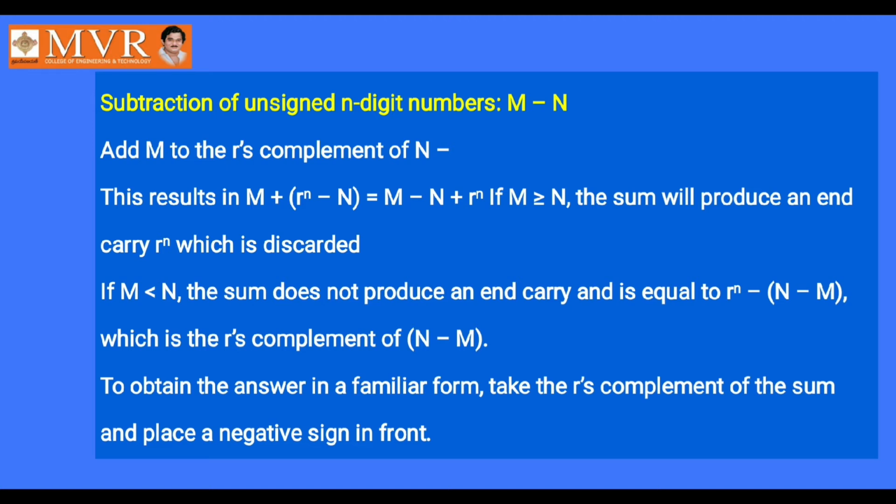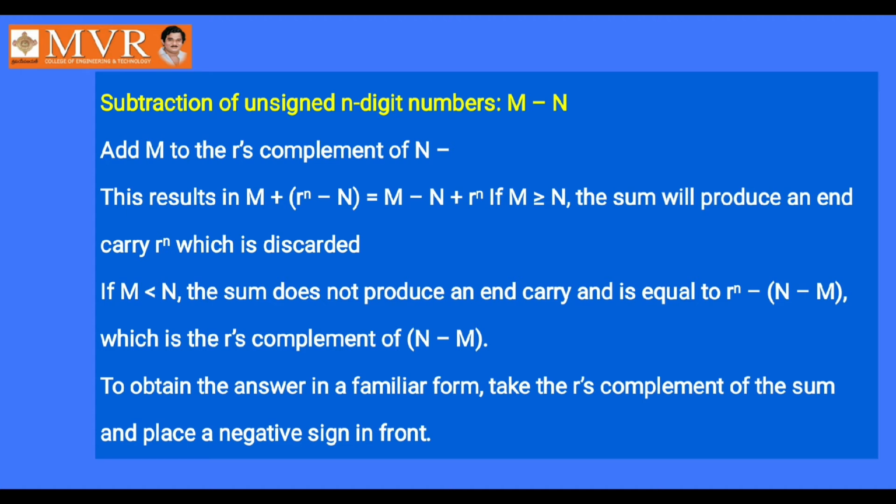How do you calculate the R's complement of N? By using the formula R power n minus N. That is the R's complement of N. So whatever you get from R power n minus N, you add that to M. That result is nothing but M minus N plus R power n. If M is greater than or equal to N, then the sum will produce an end carry R power n, which is discarded.